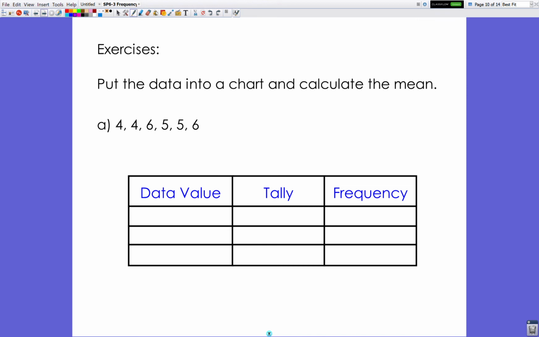So it looks like our lowest data value is 4 and our highest data value is 6. So 4, 5, 6. Going through our tallies, we got 4, 4, 4, 4, 6, 5, 5, 6. So we have frequencies of 2 down the line.